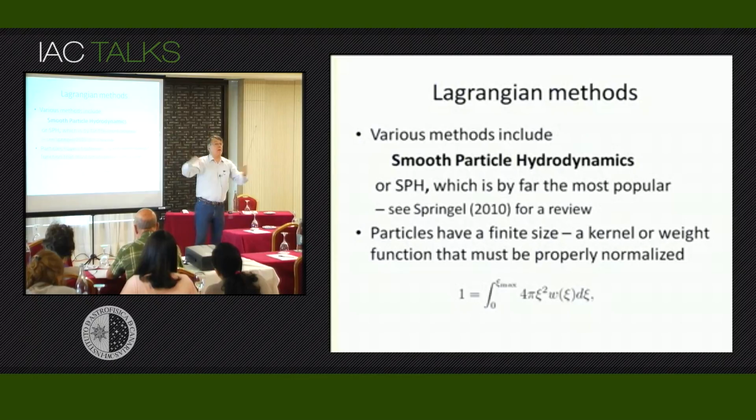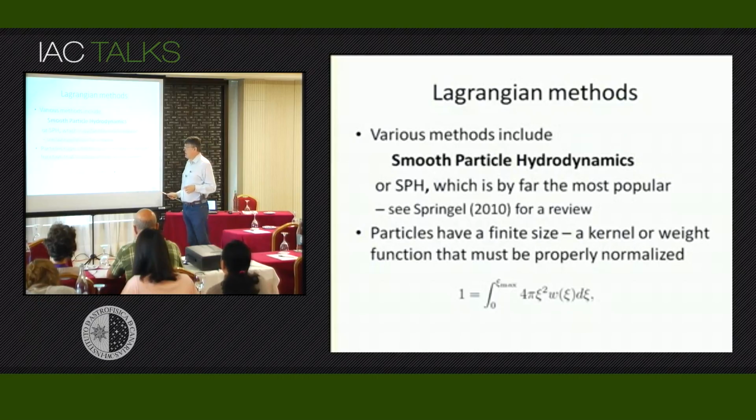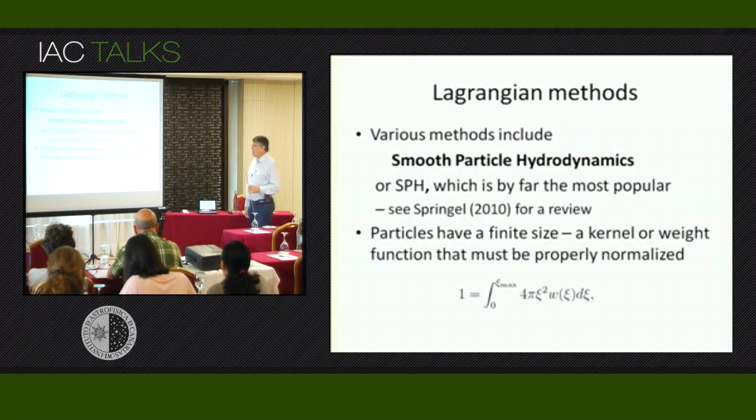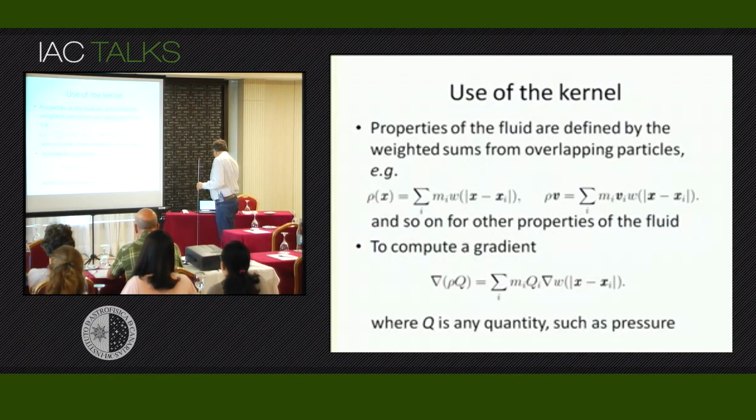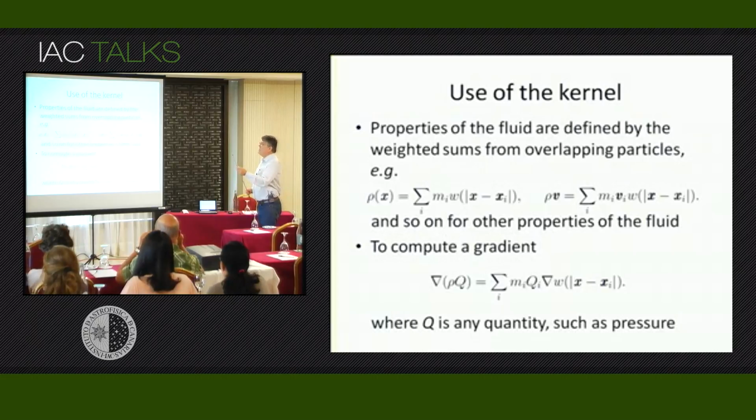The fundamental principle of smooth particle hydrodynamics is that each individual particle is no longer a point mass, but is smeared out over a finite volume. It has a density profile given by this function W of psi, where psi is the distance from the center of the particle. You've got to make sure that this function is properly normalized, so that when you integrate it over the entire sphere up to the limit at which W goes to 0, it integrates to 1, so that it doesn't change the total mass of the particle, for example.